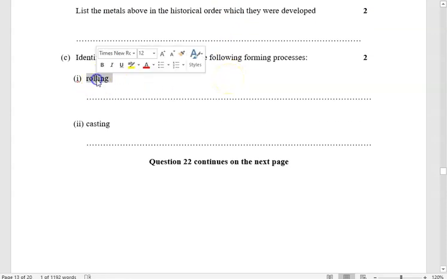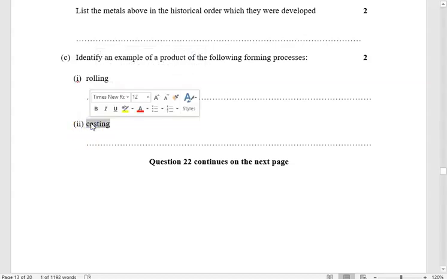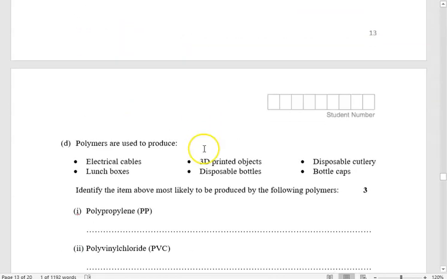An example of rolling, I normally talk about train tracks or rails, but also a lot of people said sheet metal, which is true. I think there are a few other correct answers. Casting, people said quite a lot of different answers, things like pots and pans, which I guess is true. Garden taps is the classic example I was looking for, and engine blocks. They're the ones that we talked about in class. Okay.